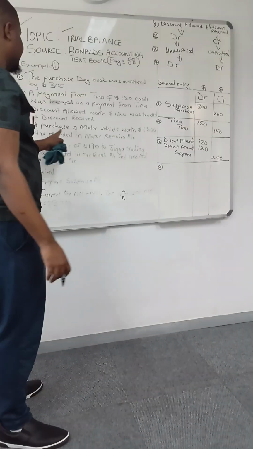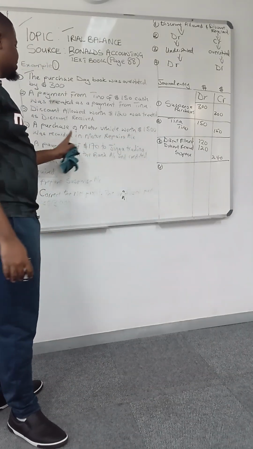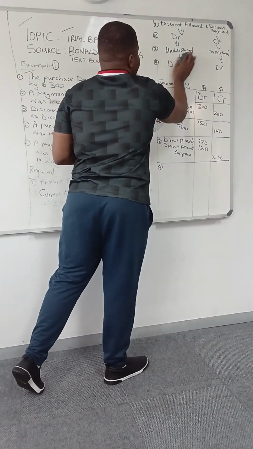Right, then number 4, a purchase of motor vehicle worth 1,500 was recorded in the motor repairs account. So let's remove this.